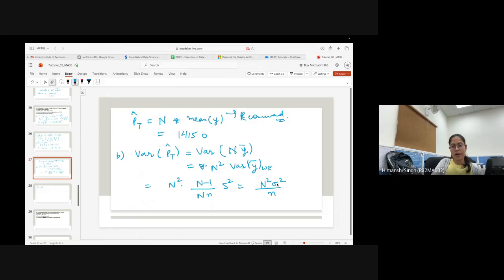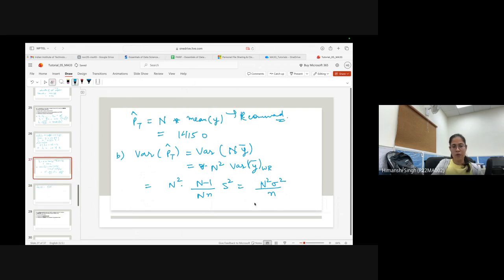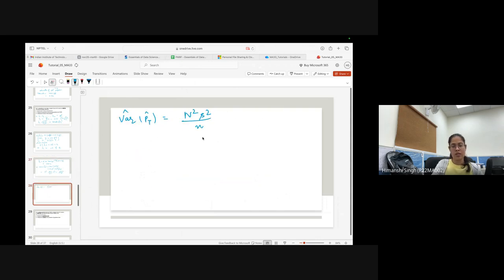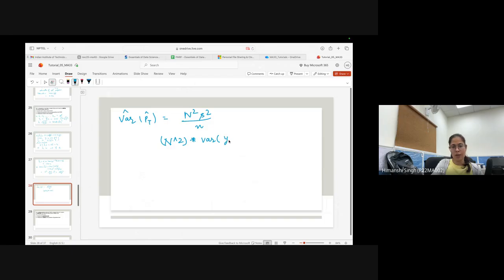So small s square is an unbiased estimator of sigma square when we are considering simple random sampling with replacement. So the estimator will be N square small s square by n. Okay, so this will be the estimator of the variance of PT hat. If I want to estimate it, what will I use? I'll use the command N to the power 2 asterisk s square, which can be calculated using the command var. So var of what? The sample vector is y. So var of y, and the whole thing is divided by small n.